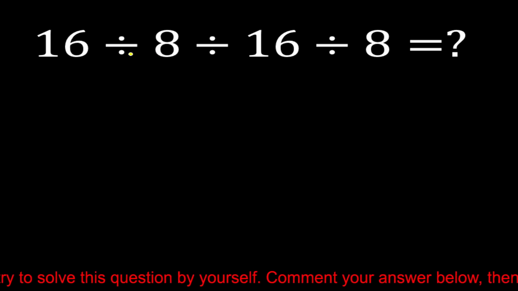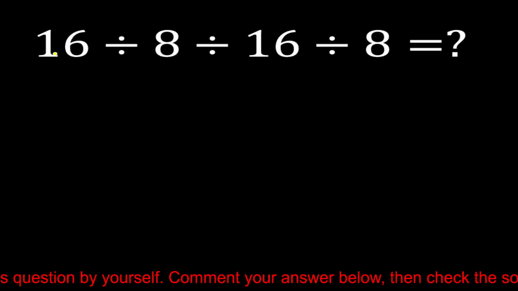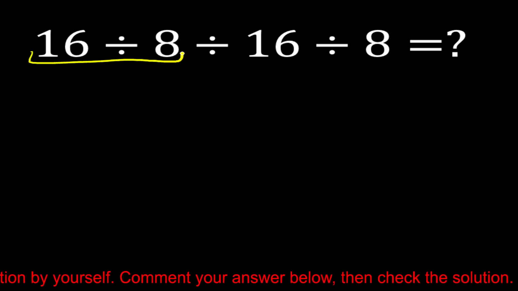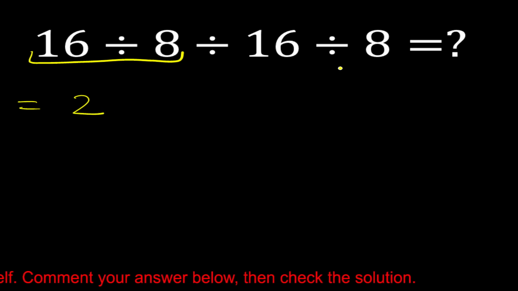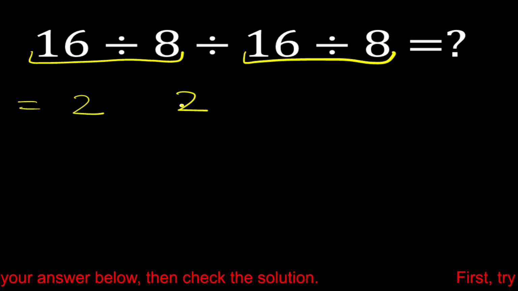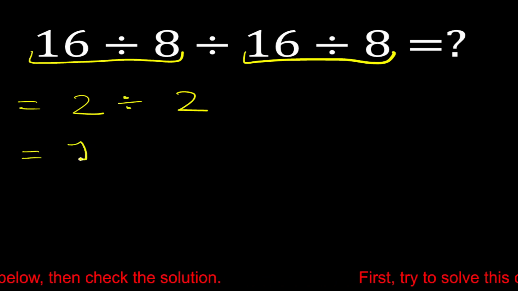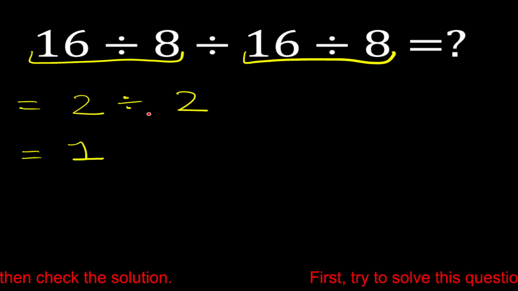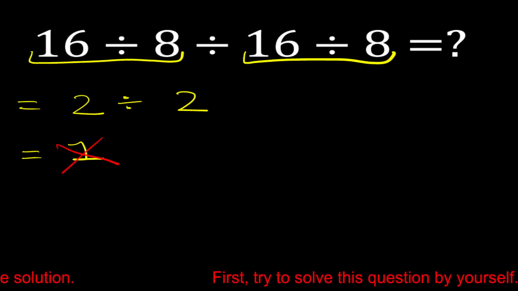So, most people see this question and solve it quickly: 16 divided by 8 is equal to 2. Then again, 16 divided by 8 is also equal to 2. Now 2 divided by 2 is equal to 1. But this answer is not correct. This answer is completely wrong.